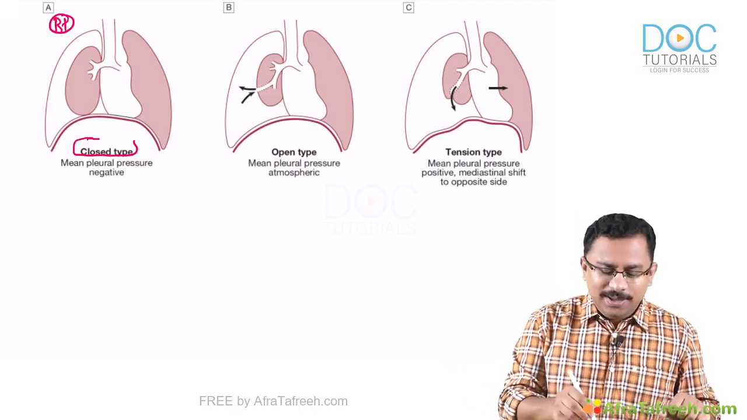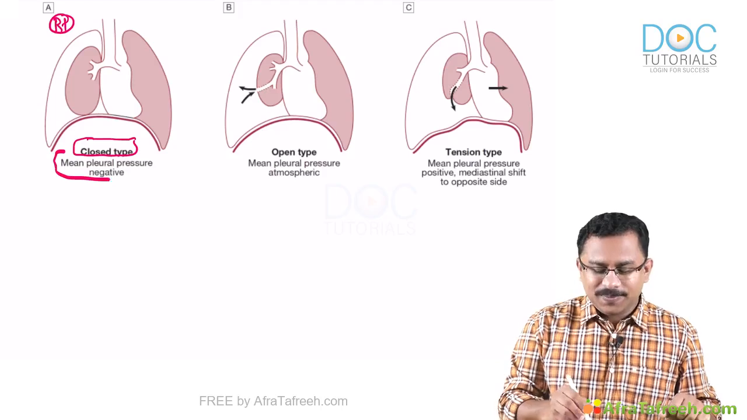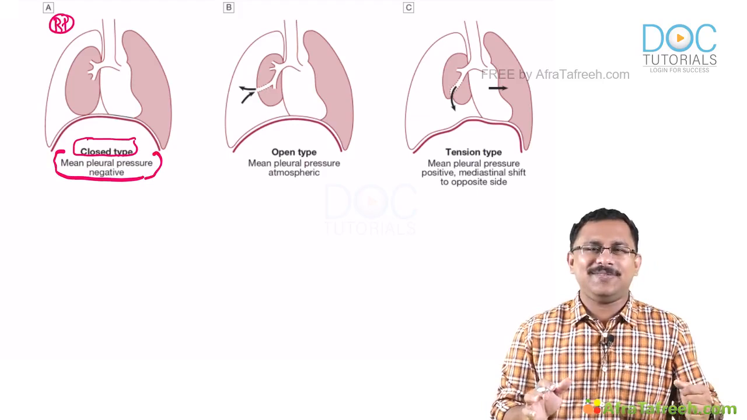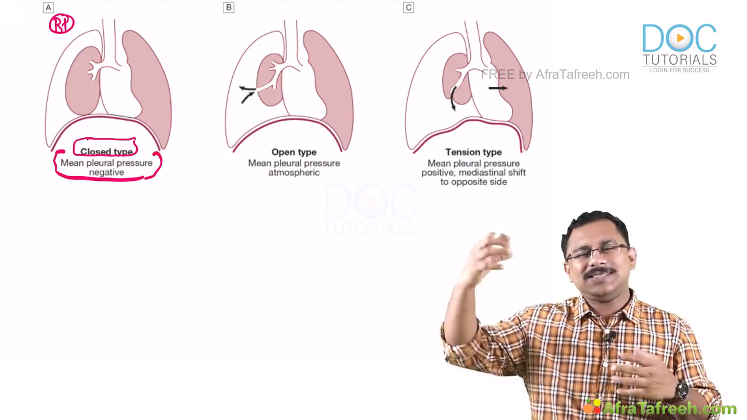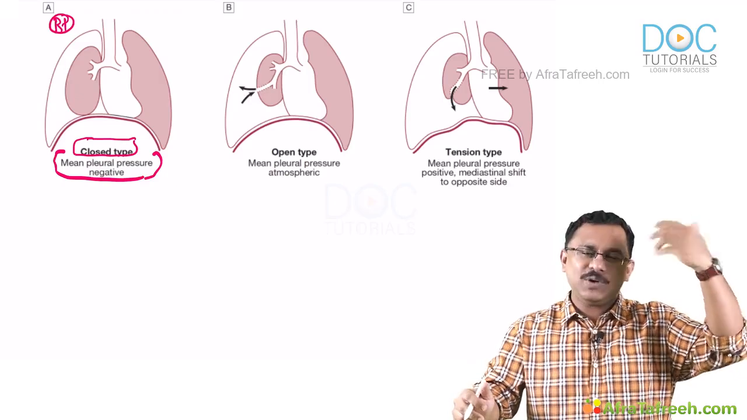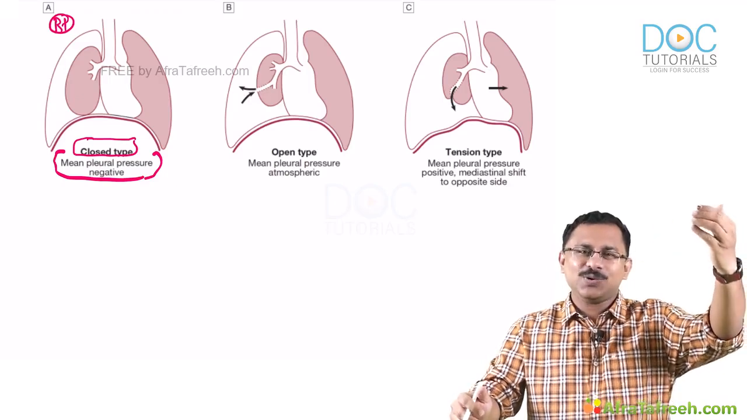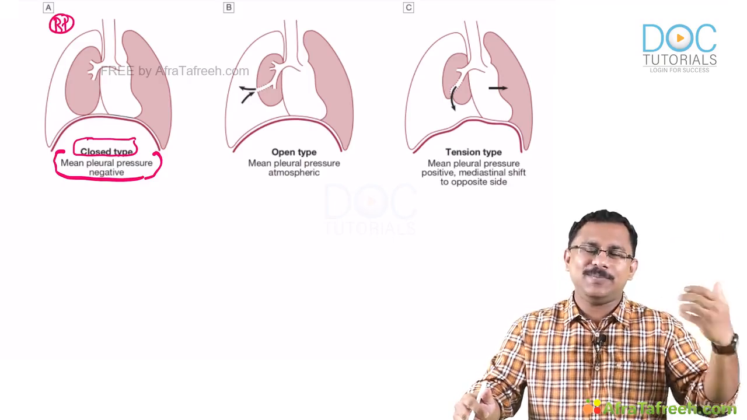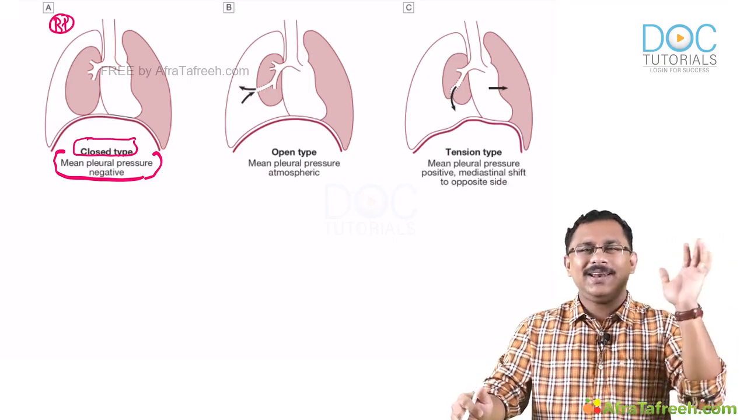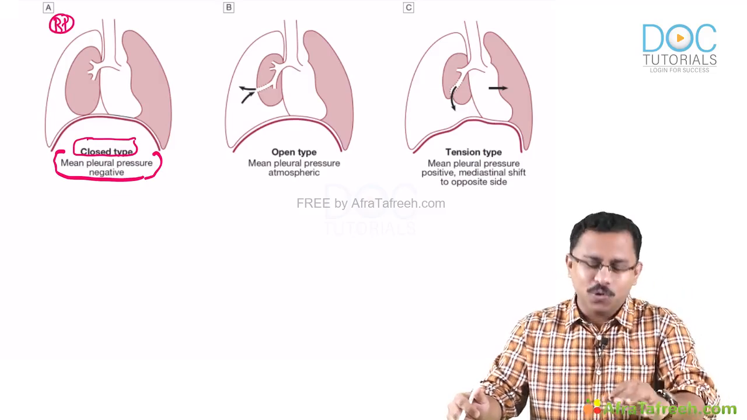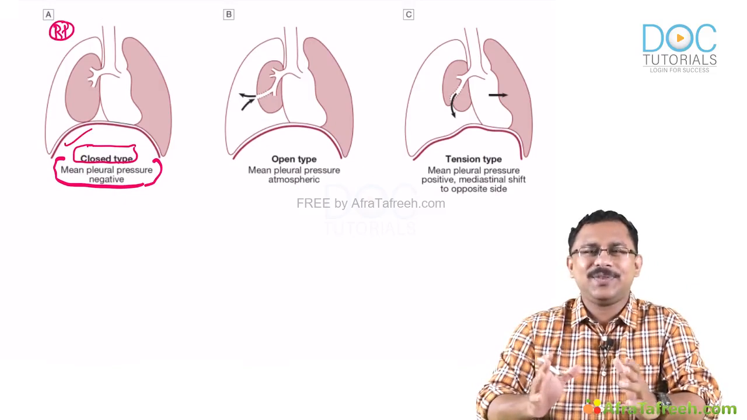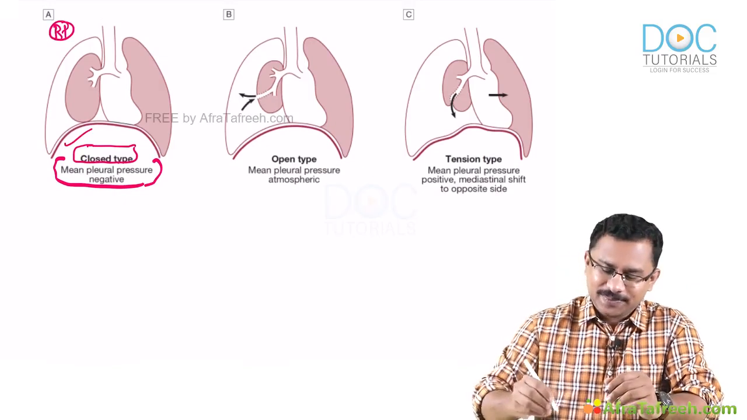So that is what you call the closed type, where the mean pleural pressure is again more or less negative. Okay, why negative? Because it is not communicating with the external air. So externally you have the atmospheric pressure as 760. So if there is a communication, the pleural cavity pressure would actually become a positive one, and that would again compress the lung parenchyma more. So the closed pneumothorax, again there is no such communication that is happening.